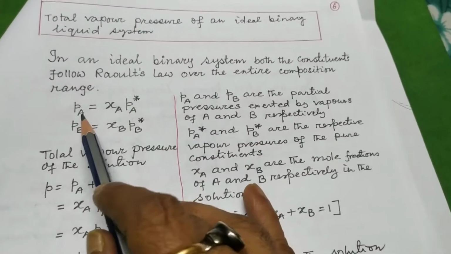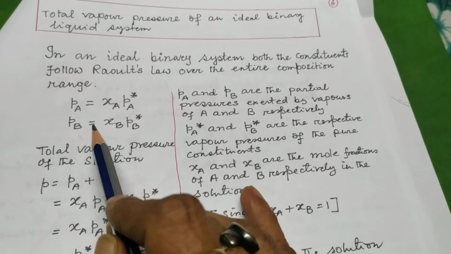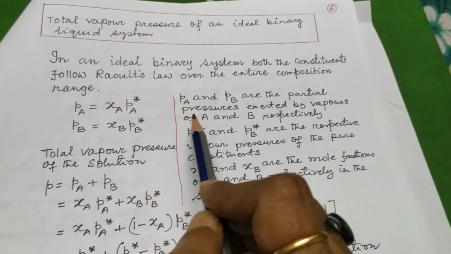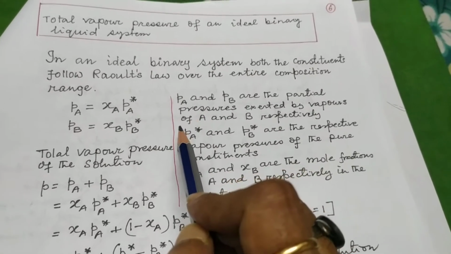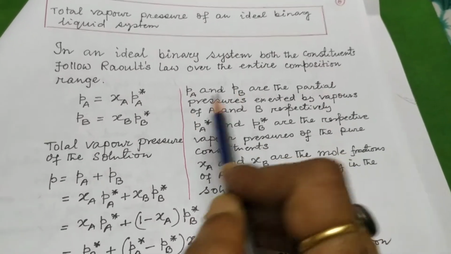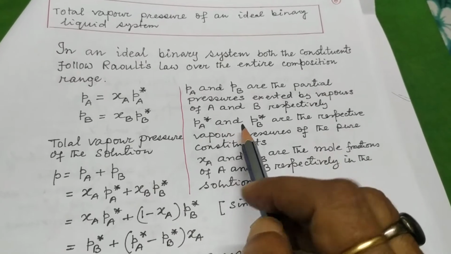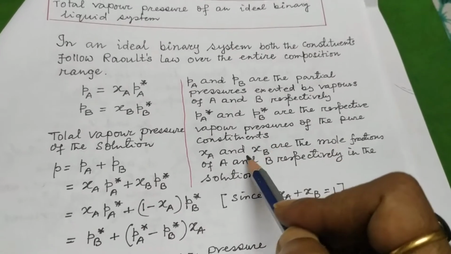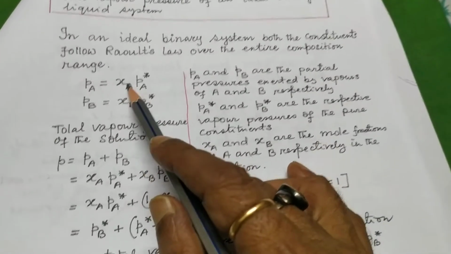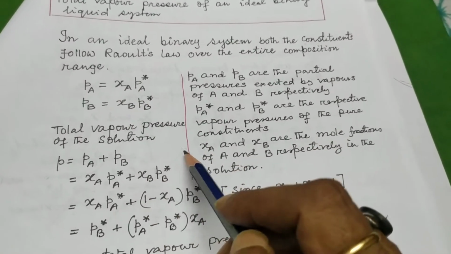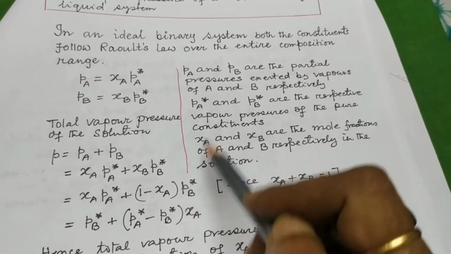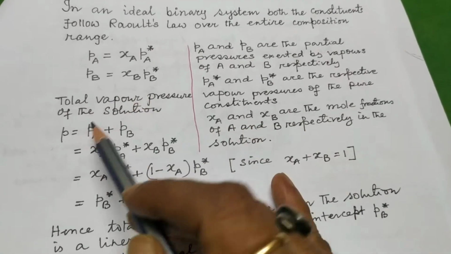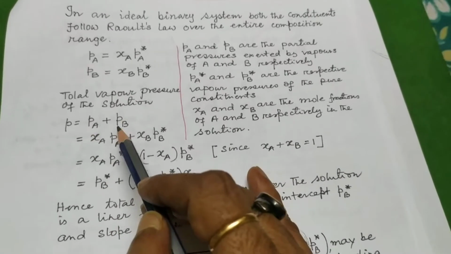So, we can write PA equals XA into PA star, PB equals XB into PB star, where PA and PB are the partial pressures exerted by vapors of A and B respectively. PA star and PB star are the respective vapor pressures of the pure constituents. XA and XB are the mole fractions of A and B respectively in the solution. So the total vapor pressure of the solution will be P equals PA plus PB.